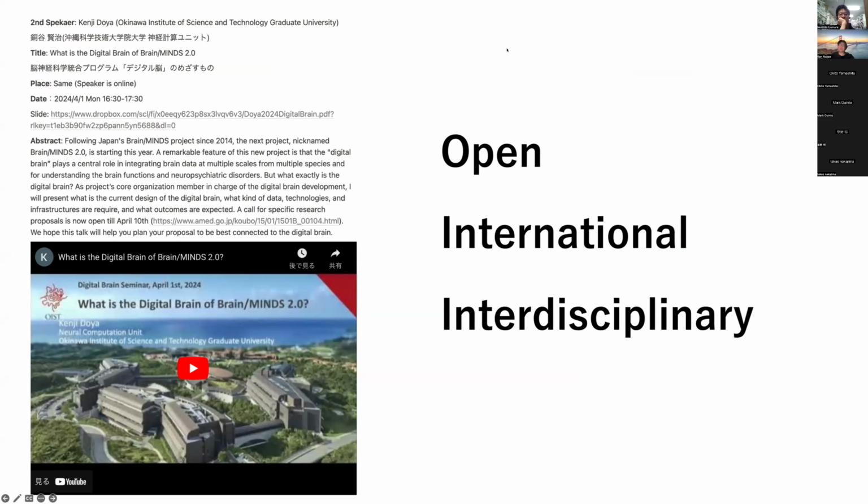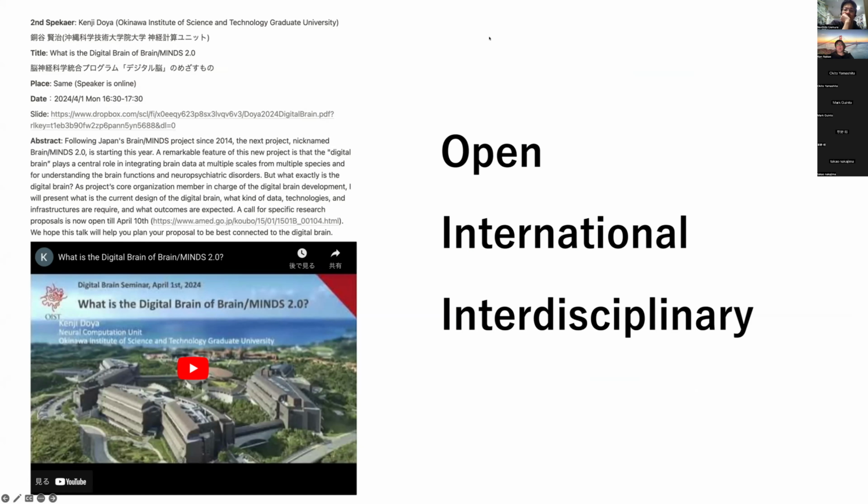Two or three weeks ago, I invited Kenji Doya and Miyato to present what the digital brain is. Miyato's case was very specific AI, so many people found it difficult to understand, I'm sorry, but AI is also a very important topic. Kenji Doya presented what the digital brain is and Brain/MINDS 2.0. I will explain Brain/MINDS 2.0 later, but it is the next big Japanese brain science project, and the digital brain is a very important concept there. This seminar is basically independent from Brain/MINDS 2.0, but I think they are related.